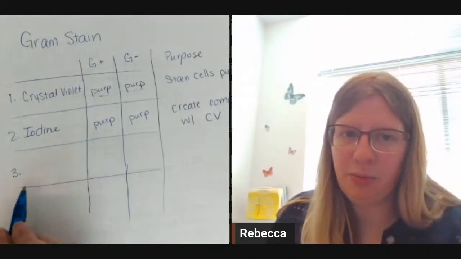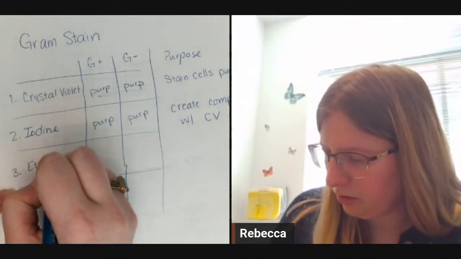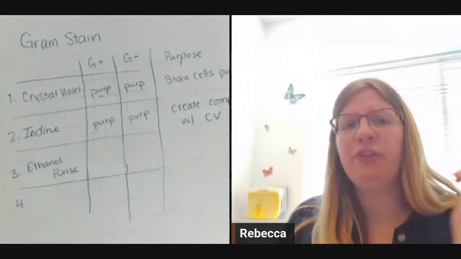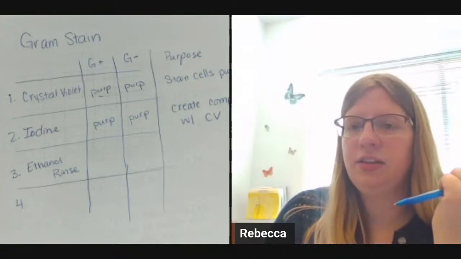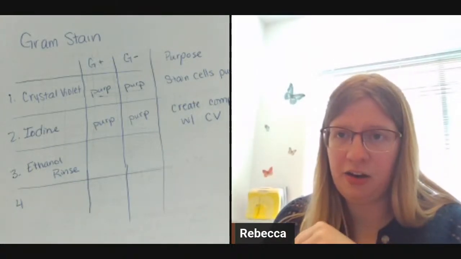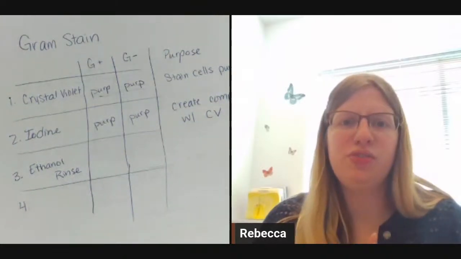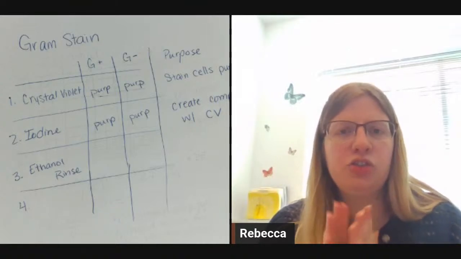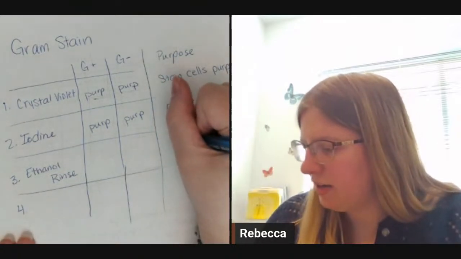This next step is our key step right here, and this is our ethanol rinse. So we're using ethanol to rinse our cells. Ethanol is an alcohol, and there are similar alcohols in hand sanitizer. I always try to remember that after I've used hand sanitizer, my hands always feel so dry, right? And so part of this is it dries out our cells.